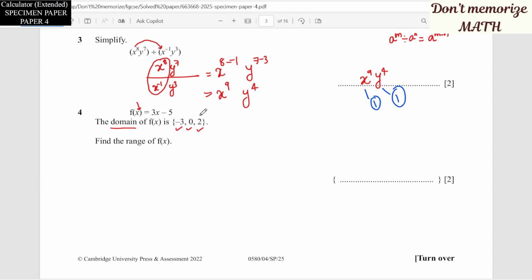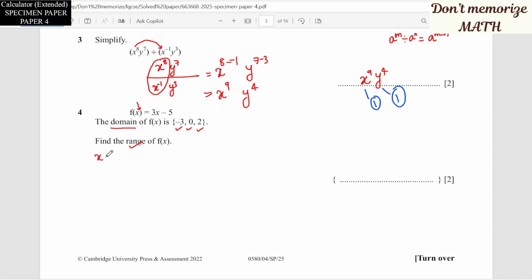We will substitute these x values in the given function so that you will get some values, right? When you put x is equal to minus 3, when you put x is equal to 0, and when you put x is equal to 2 here in 3x minus 5, you will get some numbers. The set of those numbers is called range. Okay, let's find out the range.